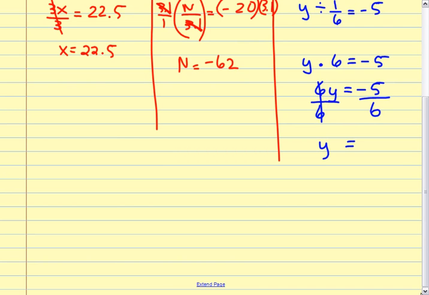You don't have to change this to a decimal. Leave it as a fraction. Just make sure it's reduced. Is negative 5/6 reduced? Yes.